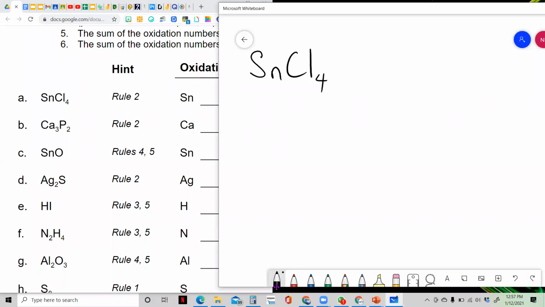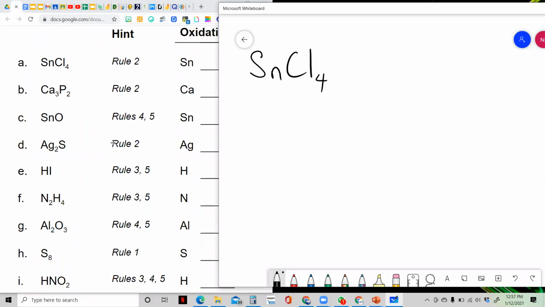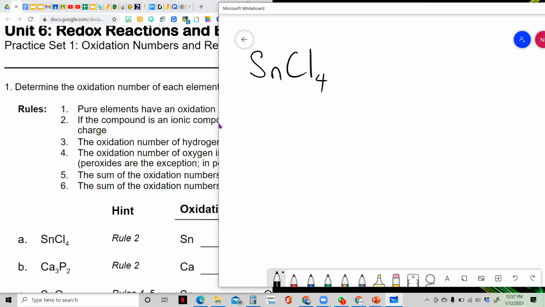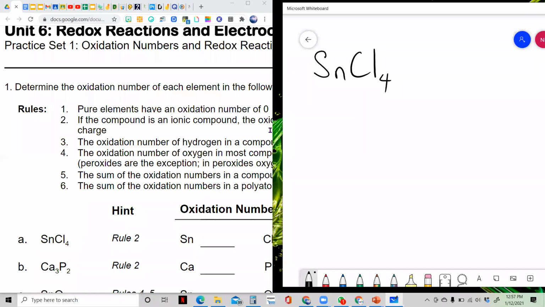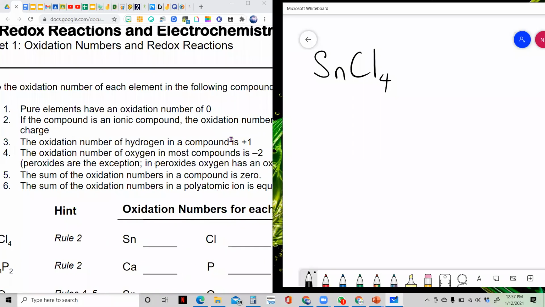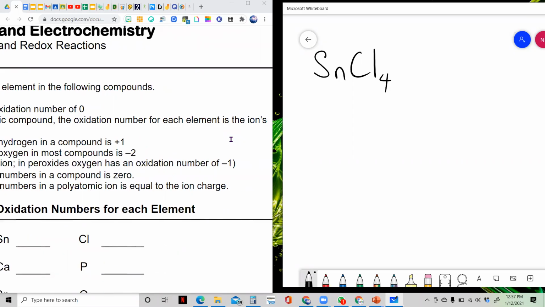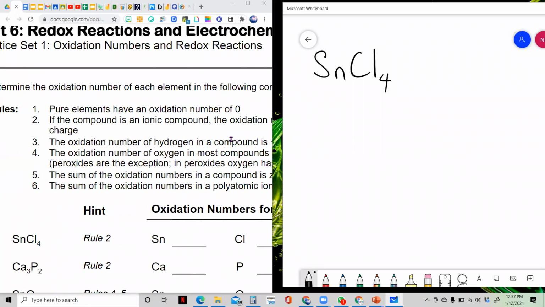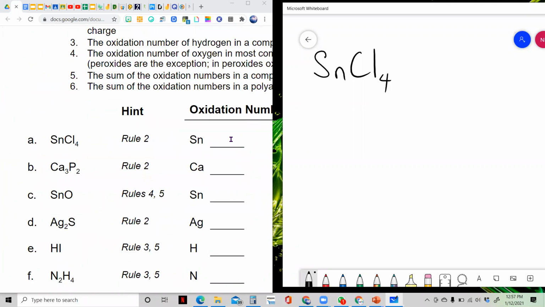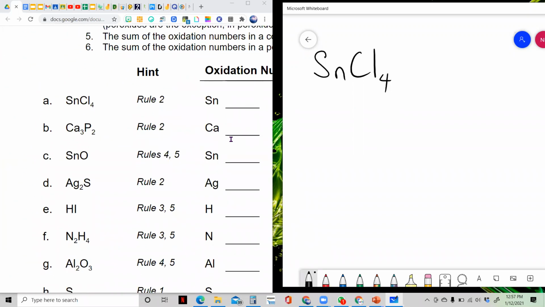Now what you need to do, ladies, this one has to do with rule 2. So we're going to go back to rule 2. Rule 2 says that if the compound is an ionic compound, the oxidation number of each element is the same as the ion's charge. So right away, you know that this SnCl4 is an ionic compound because the hint was rule 2. So tin is your metal, chlorine is your non-metal.